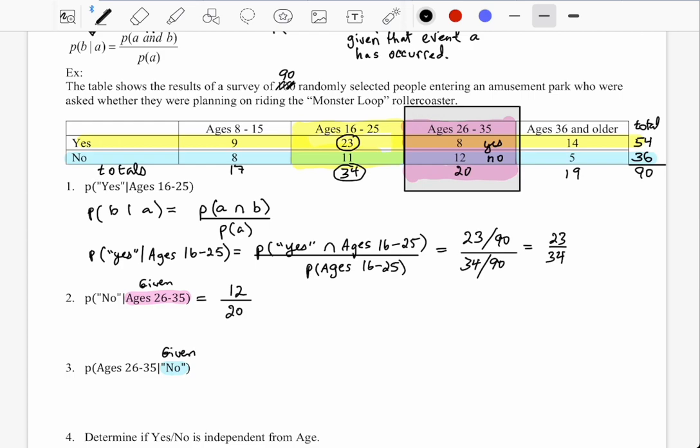All right. So there's 36 individuals in the no group. Just going across the no line, see that we added it up and it gave us a total of 36. The ones that fall in the 26 to 35 category, these folks are the ones that I want. All right. So 12 out of 36.